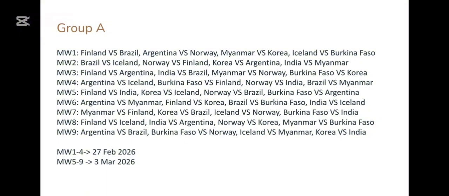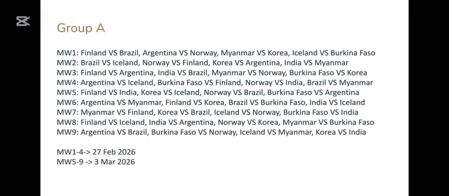In match week 5, Finland v India, Korea v Iceland, Norway v Brazil, Burkina Faso v Argentina. Match week 6, Argentina v Myanmar, Finland v Korea, Brazil v Burkina Faso, India v Iceland. Match week 7, Myanmar v Finland, Korea v Brazil, Iceland v Norway, and Burkina Faso versus India.